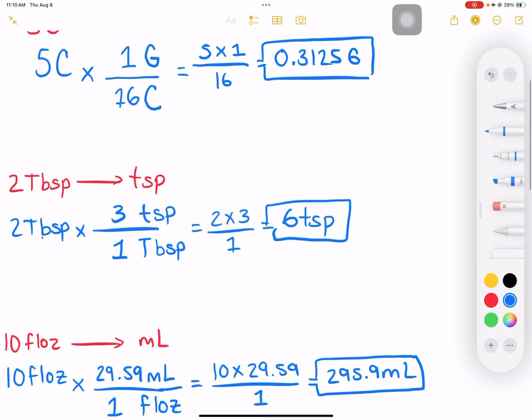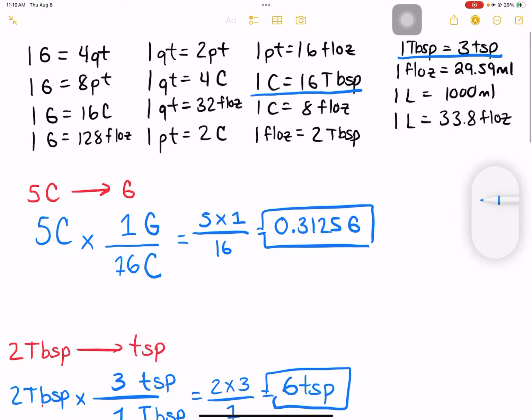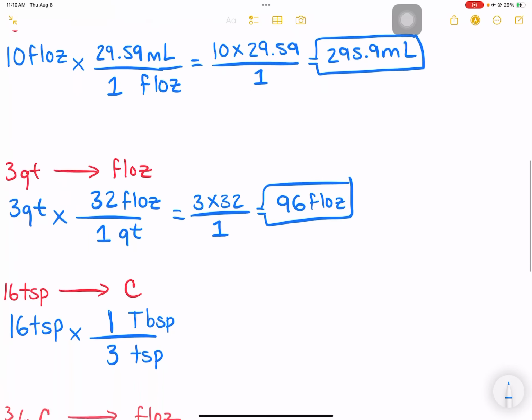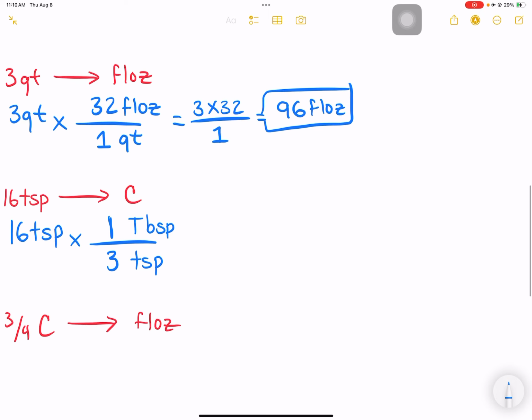If I go up and look at the conversion factor, 3 teaspoons equals 1 tablespoon. And my second conversion factor is 1 cup is 16 tablespoons. So what I'm going to do here is not hit equal. I'm not going to do the math yet. I'm going to add an extra step where my new given unit is tablespoons.